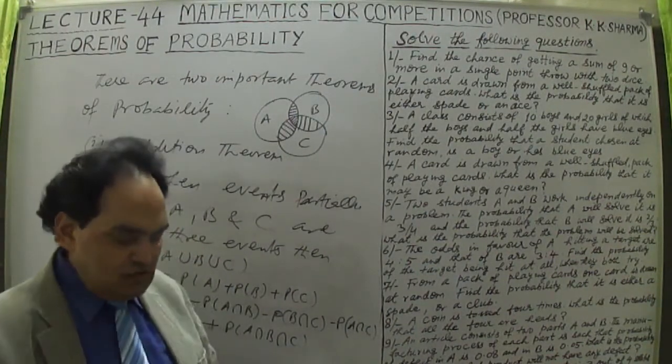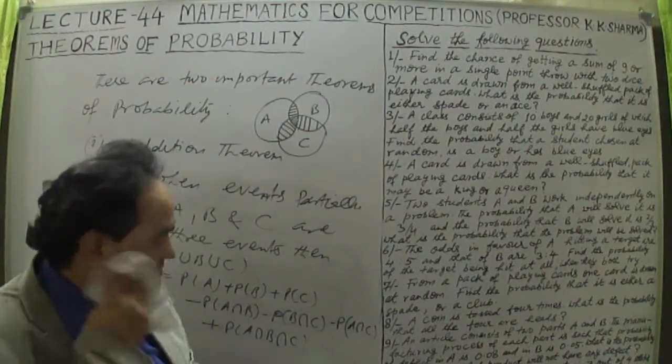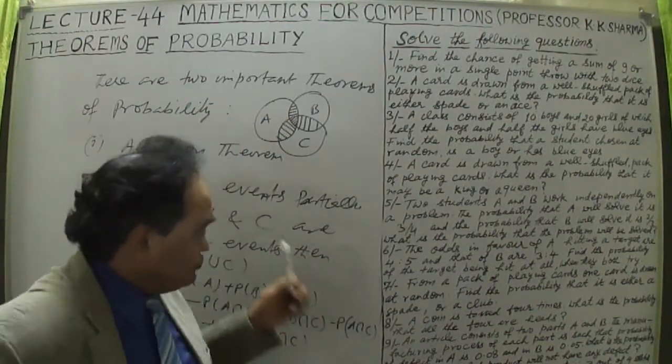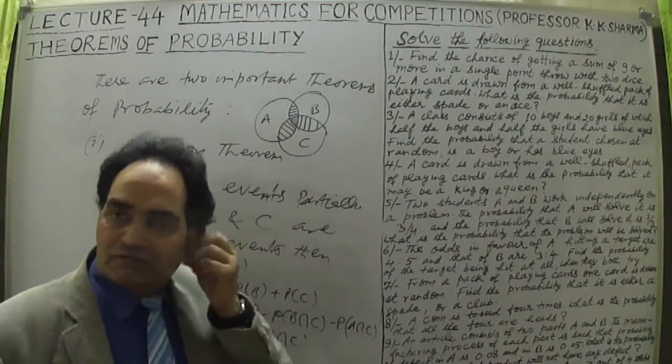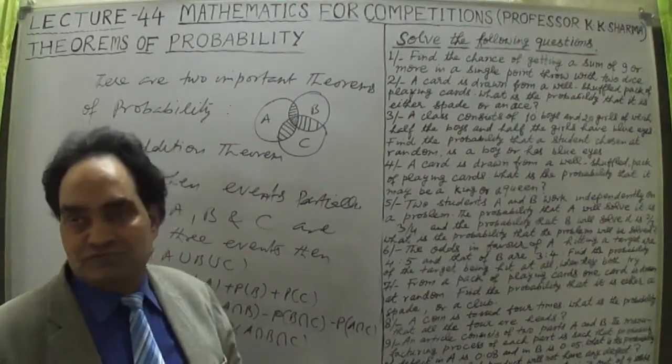This formula is for three events, and the same idea extends to four or more events. But we are taking only up to three events. These two formulae are used. Now I'm going to describe what the multiplication rules are.